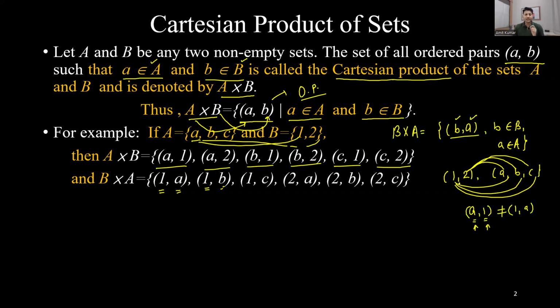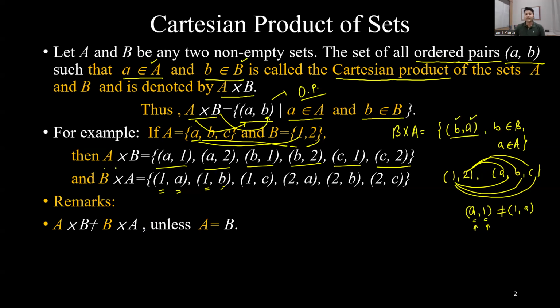But when we are talking about the Cartesian product, it is an ordered pair, as already defined in the definition too: a collection of all the elements of the form A comma B, where A comes from A, B comes from B. But there are some remarks related to this Cartesian product. We can see A cross B and B cross A is not necessarily equal. Like this example, A cross B is having one of the elements as A comma 1, but B cross A does not have this element.